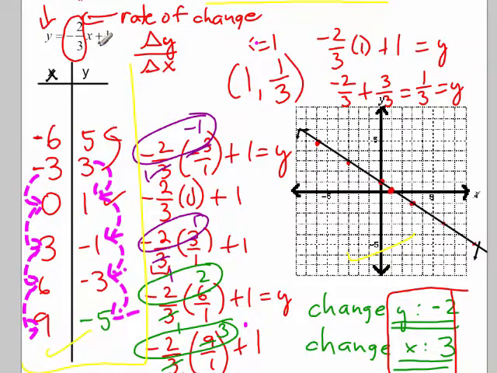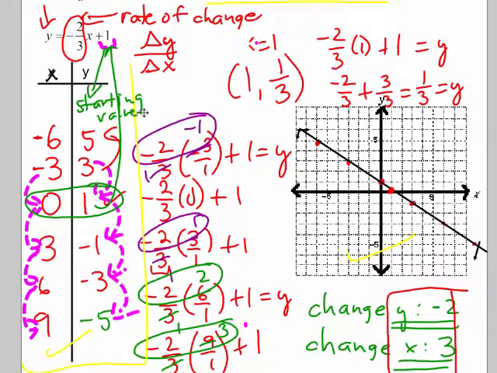The 1, you might wonder, does the 1 have any significance? We talked earlier about how when x was nothing, y was 1. You can kind of think of your 1 as your starting value. If x was nothing, y would be 1 in this case.